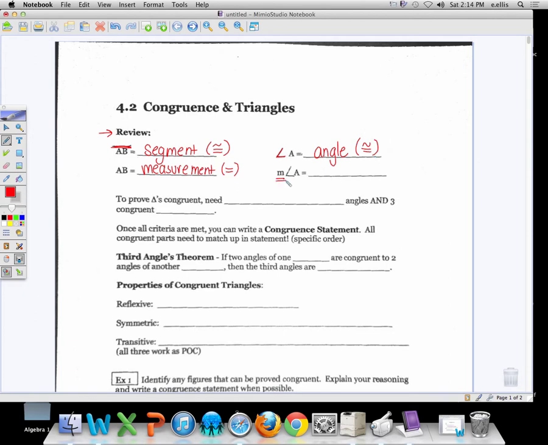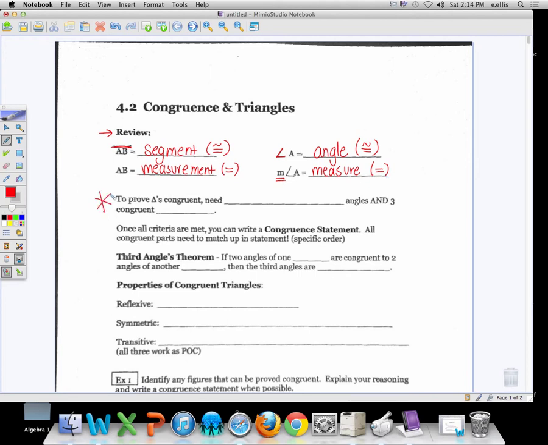But if you do the measure of angle A, they put that little m in front, then we're talking about the measure of angle A. Measures are equal. So very subtle differences do mean different things, so please be aware of that.